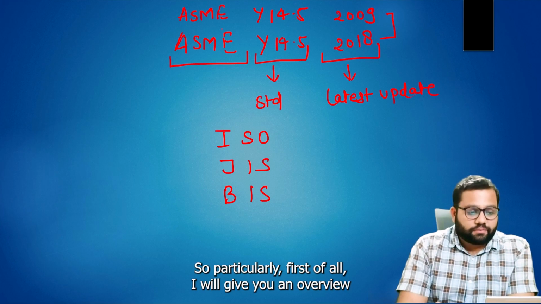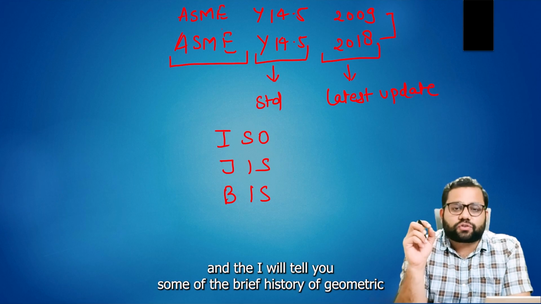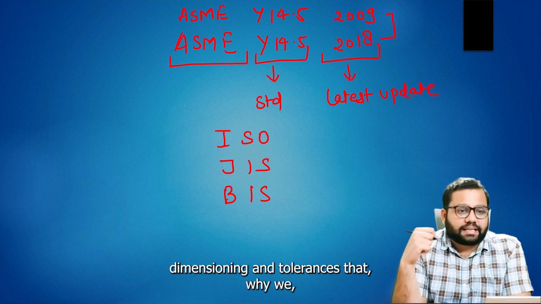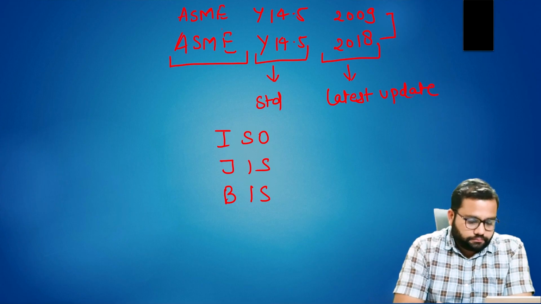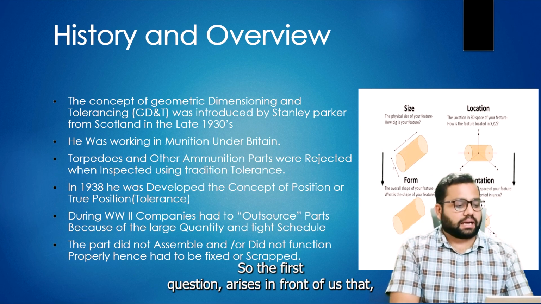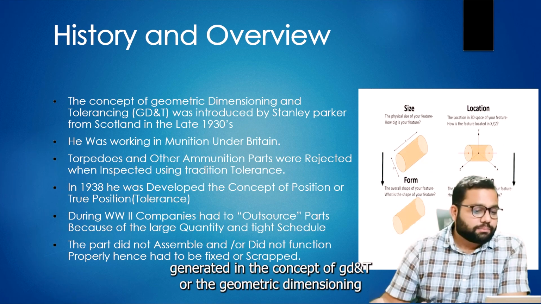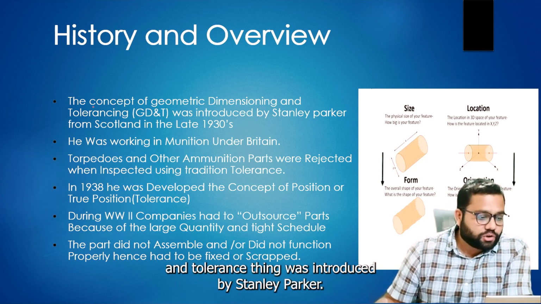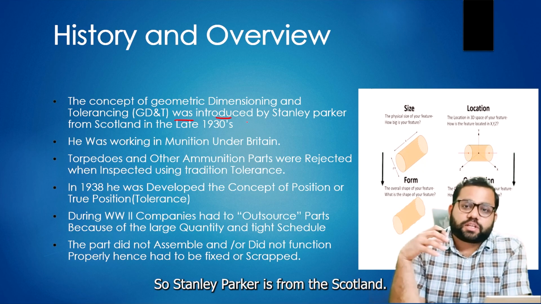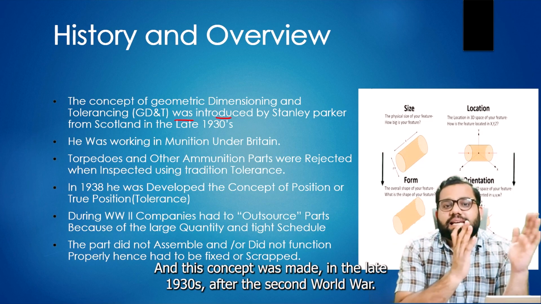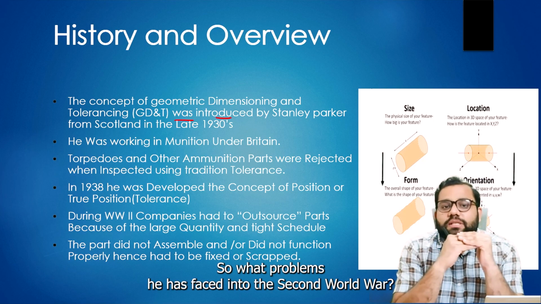Okay. So particularly, first of all, I will give you an overview, and I will tell you some of the brief history of geometric dimensioning and tolerancing, and why there is a need of using GD&T. Okay, so the first question arises in front of us: when was the concept generated? The concept of GD&T, or geometric dimensioning and tolerancing, was introduced by Stanley Parker. Okay, so Stanley Parker is from Scotland, and he made this concept in the late 1930s, before the Second World War. Okay, so what problems did he face?